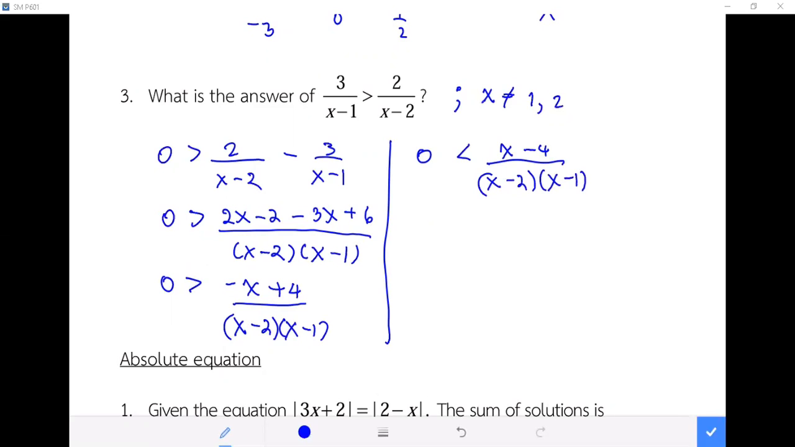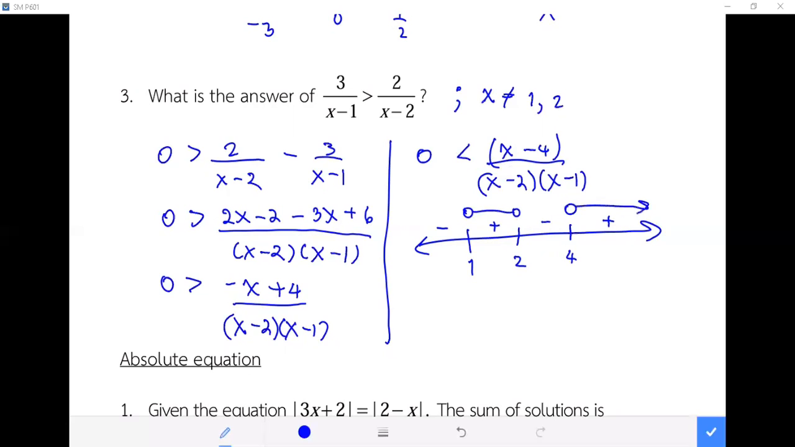Now you can go to the number line. You have enough information now. So you have 3 numbers. If x minus 4 is 0, you have number 4, x minus 2 is 0, you have number 2, x minus 1 is 0, you have number 1. This is more than, then you go plus, minus, plus, minus. More than, you stay for the positive regions. Then the answer of this one is going to be x from 1 to 2, and then union with 4 to infinity. That's it. It's quite easy, this one.